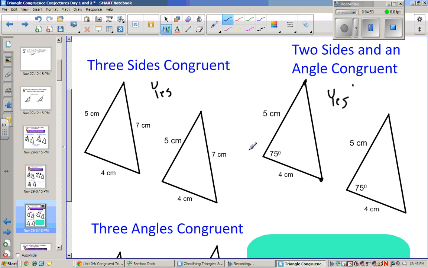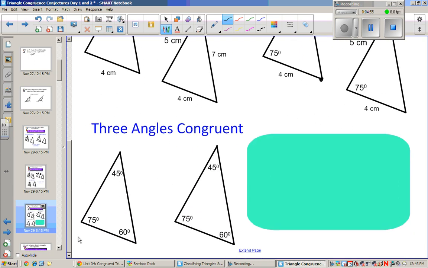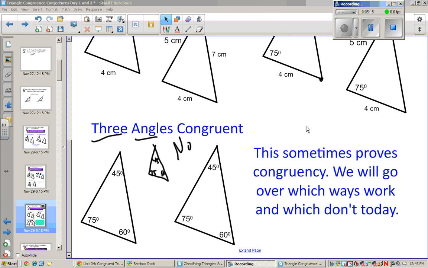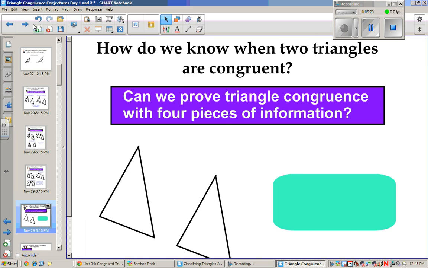So it's looking pretty good for 3 things, except when we get 3 angles. This is just like 2 angles. We could draw this smaller, where you have 45, 75, and 60. So in this case, this would not prove congruence. So 3 pieces of information sometimes prove congruence. And we'll go over which ways work and which ways don't. All right, here we go.